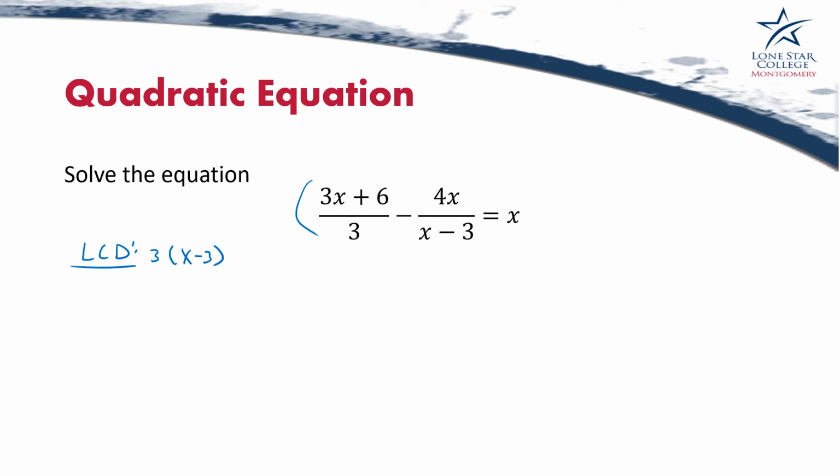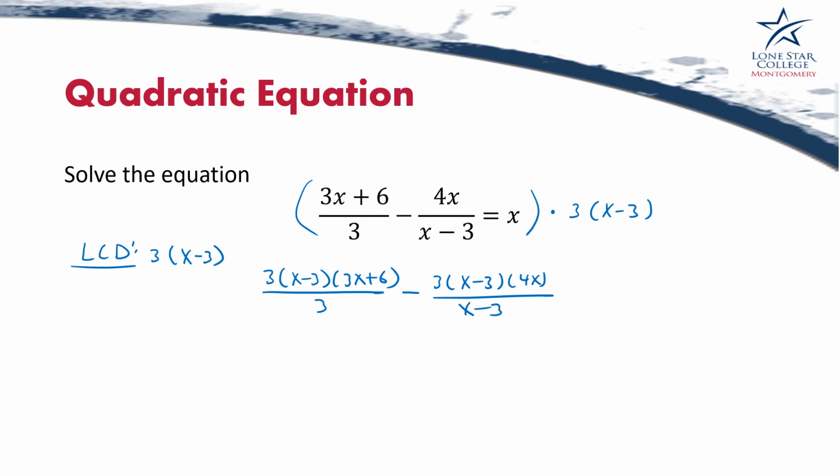So we take our whole equation and multiply by the LCD. We take the 3 times (x minus 3) and distribute it to everything. This is going to look like 3 times (x minus 3) times (3x plus 6) over 3, minus 3 times (x minus 3) times 4x over (x minus 3), equals 3 times (x minus 3) times x. Okay, before we try to multiply this, see if we can cancel. We can cancel a 3 on top and a 3 on the bottom, and an x minus 3 on top and x minus 3 on the bottom.